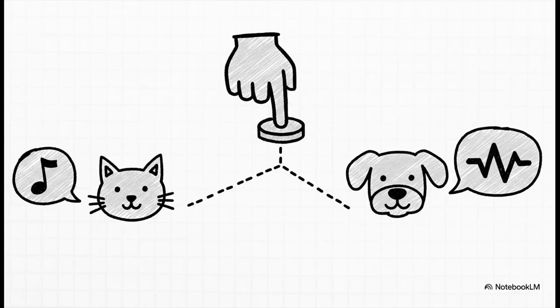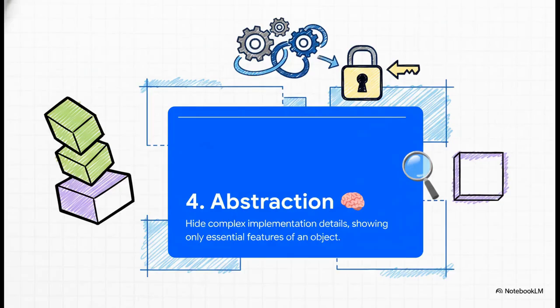And this is the classic example. You have a cat and a dog, and they both have a speak method. When we just tell an animal to speak, Python is smart enough to figure it out. If the animal is a cat, it meows. If it's a dog, it woofs. It's the same method call, but we get completely different behavior. That's polymorphism. And our final pillar is abstraction.